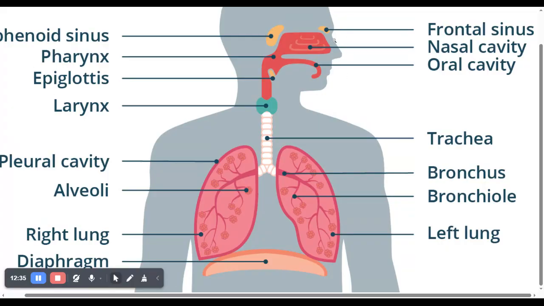You breathe in through your nose. It goes down to your pharynx, epiglottis, your larynx, and then into the trachea. Through the bronchi, air enters the lungs, and the bronchioles are little separate passages for each alveolus. The alveoli are the site for gas exchange.